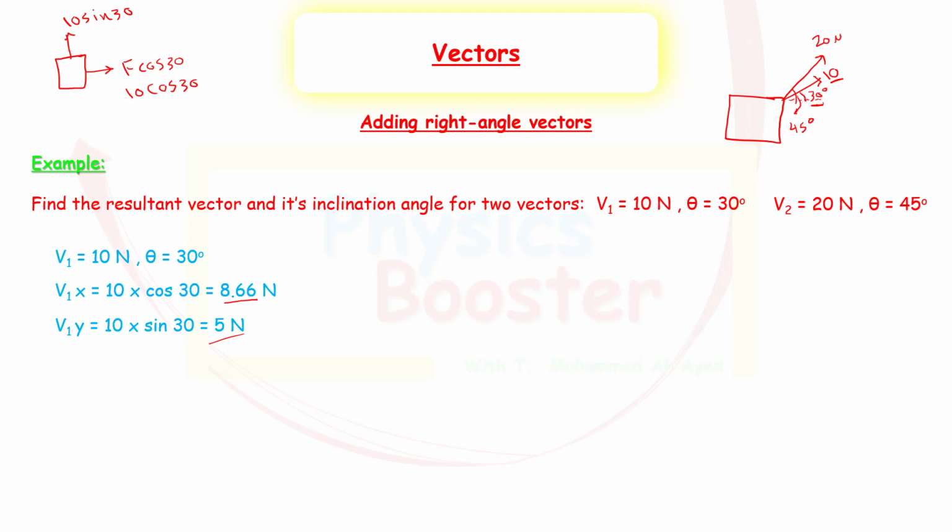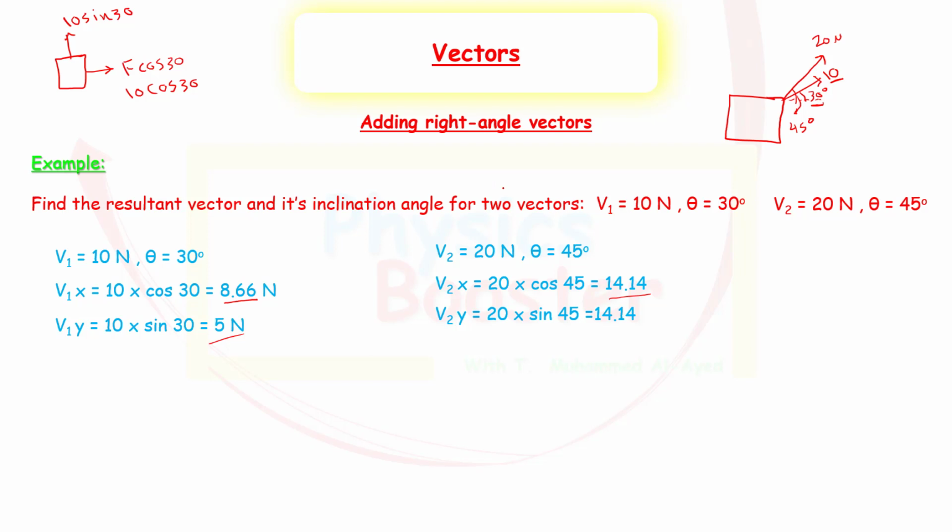So it was straightforward. Let's do the same for the second vector, which is equal to 20 newtons, and it has an inclination angle equal to 45 degrees. Well, for the x component, it's going to be equal to 20 multiplied by cosine of 45, which is equal to 14.14. And for the y component, it's going to be equal to 20 sine 45, which is equal to 14.14.